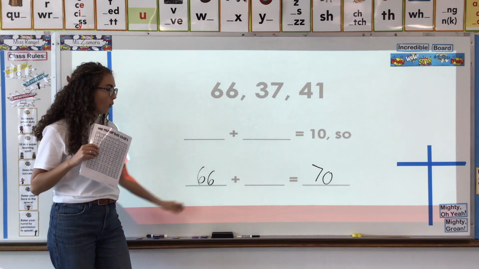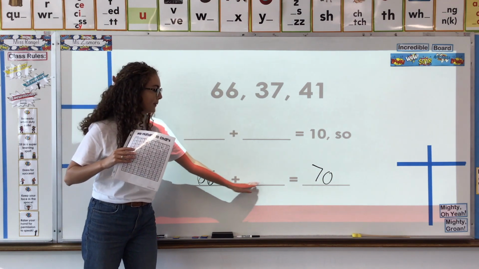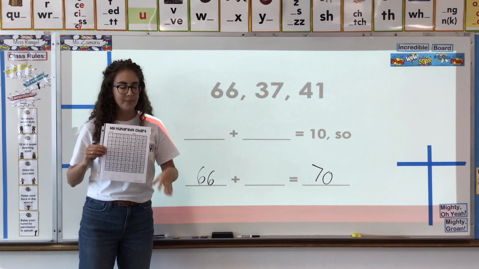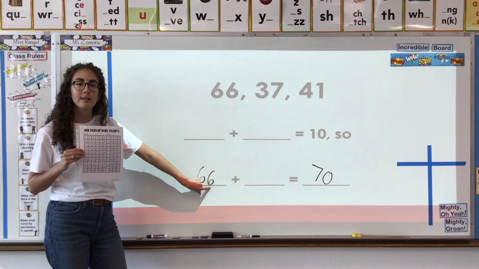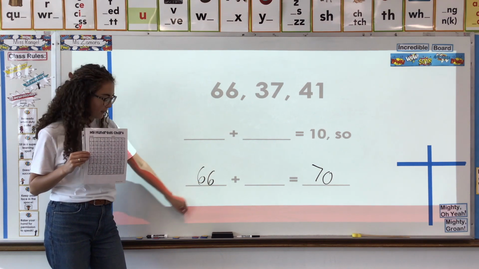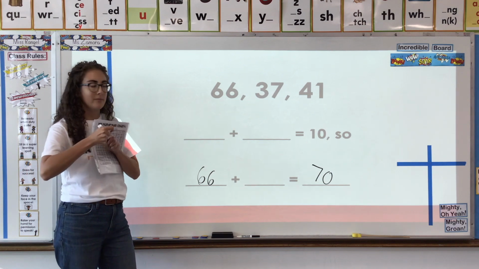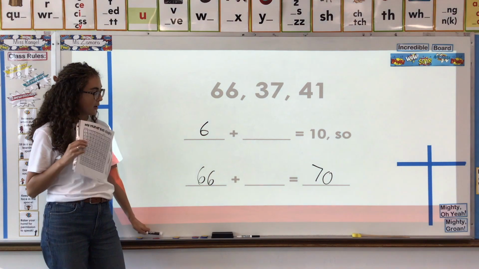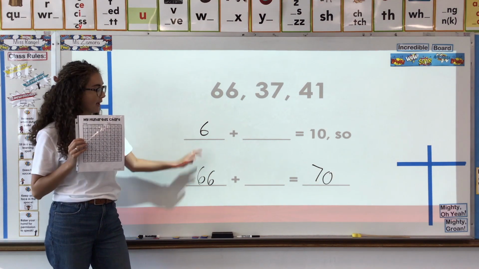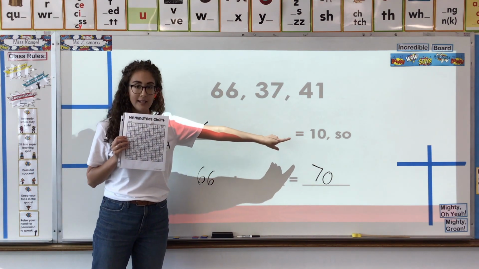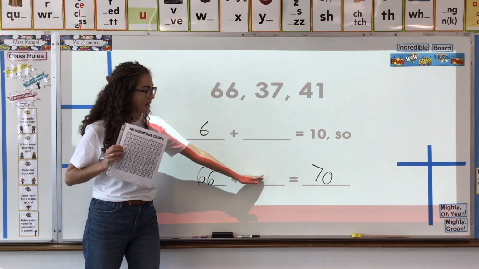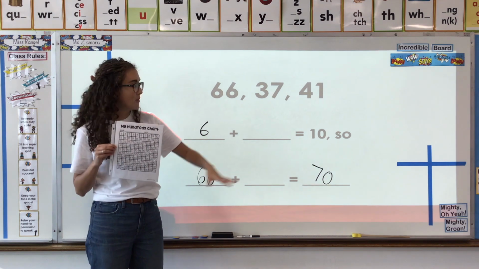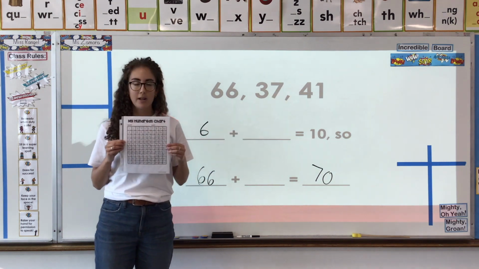So, in order to solve 66 plus blank equals 70, you can use your pairs to 10 knowledge. What's the ones that are in 66? How many ones? There's 6 ones. So, this is what you're going to do on your own. 6 plus what equals 10? So 66 plus blank equals 70.